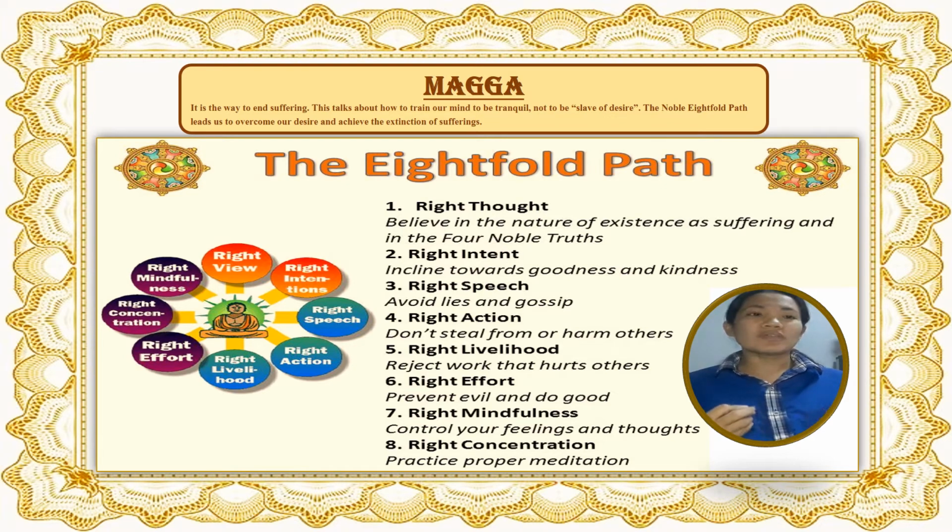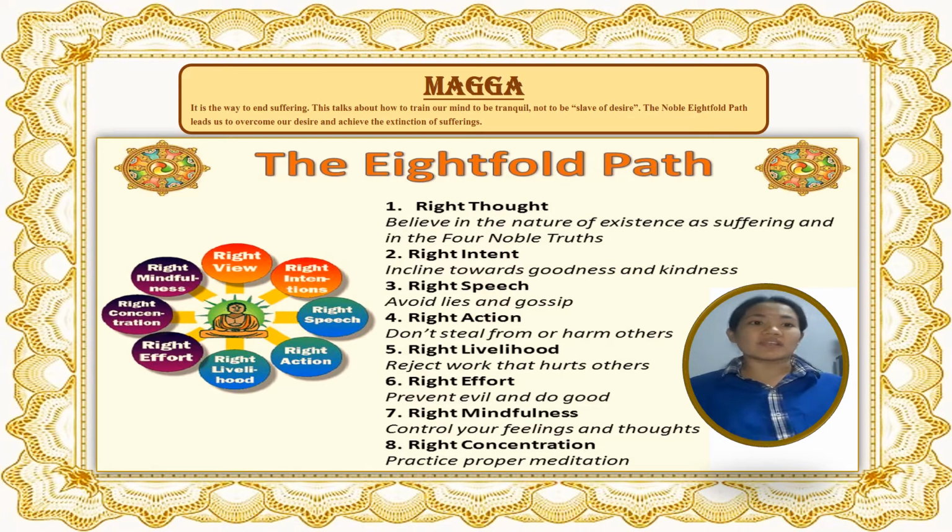Now, class, when we say Magga, it is the way to end suffering. How are we going to end our suffering? So, in Buddhism, we have the Noble Eightfold Path that will lead us to be away from suffering, to stop our suffering, to stop our uncontrollable desires. And this Noble Eightfold Path will help us achieve it. What is the Eightfold Path?